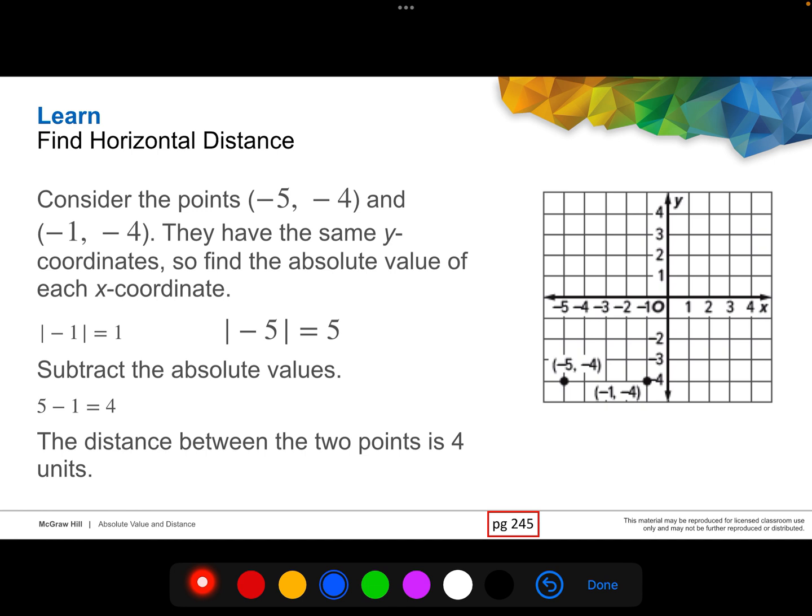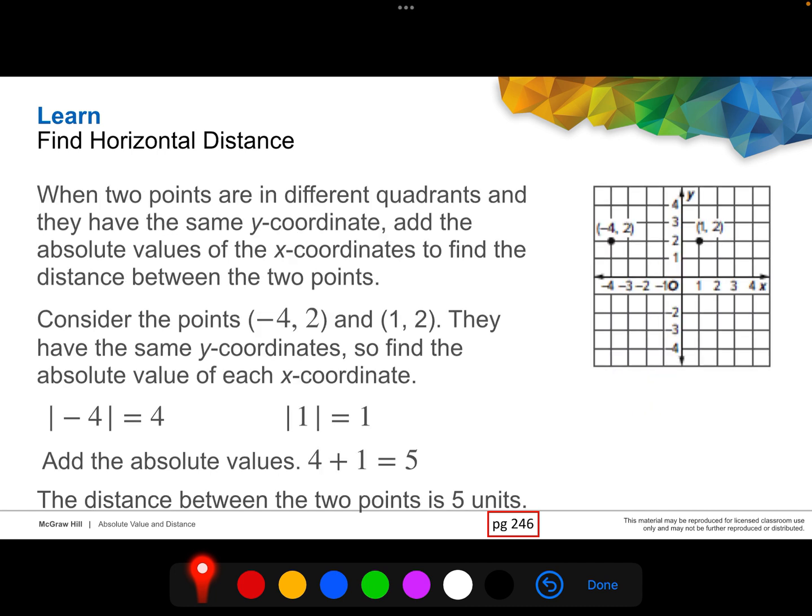So let's take a look at this. In this example, we're looking at negative values where both of our points are in the third quadrant. Let's consider the points (-5, -4) and (-1, -4). They have the same y coordinate, which is -4. So we find the absolute value of each x coordinate. The absolute value of -1 is 1, and the absolute value of -5 is 5. When we subtract the 2, we can see the distance. Let's also see it's 1, 2, 3, and 4 units.